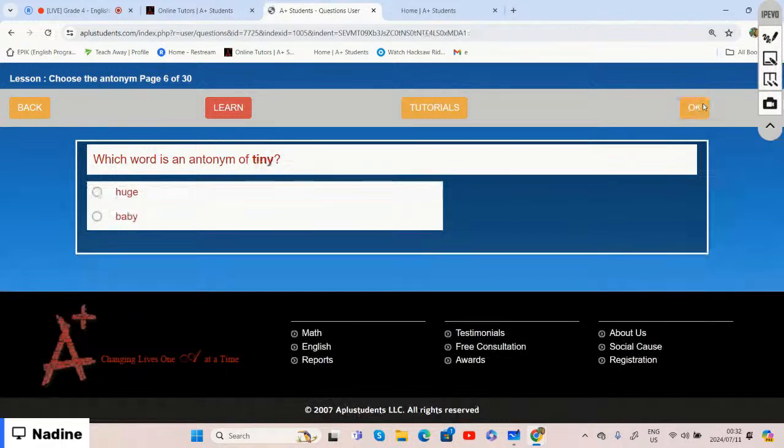Let's do this one and then we're going on to the next lesson. It says, which word is the antonym of tiny? Is it huge or is it baby? The opposite of tiny. Is it huge or baby?